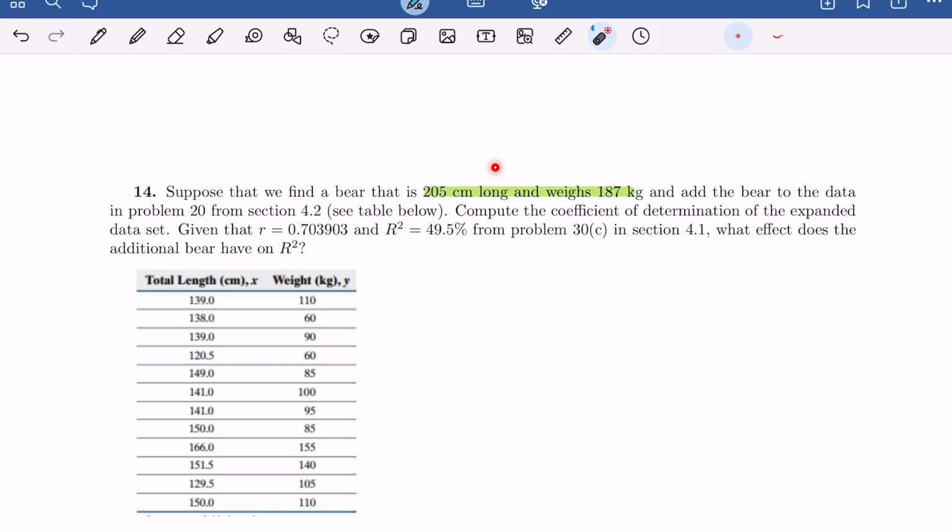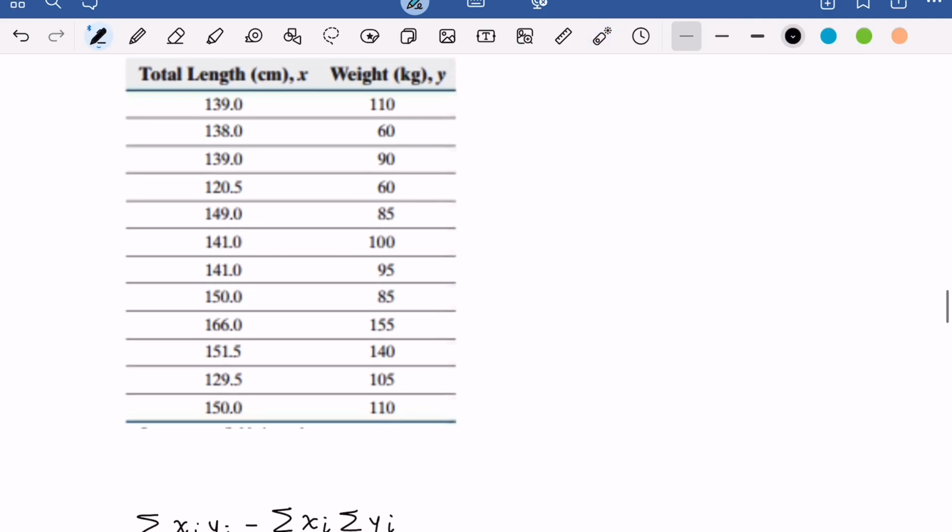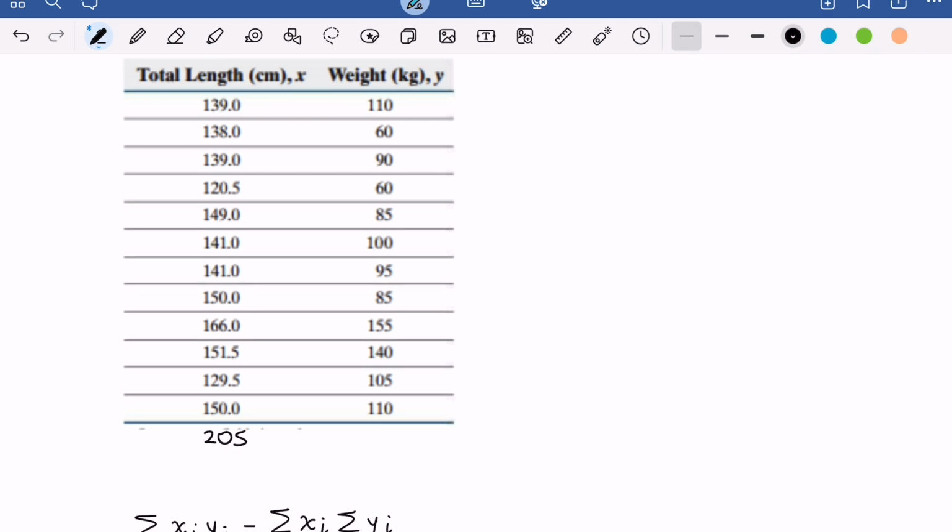We find this coefficient of determination by simply squaring this correlation coefficient. So once we add this information to the original data set, we want to find the new coefficient of determination and determine what effect this additional bear has on it. First, we're going to add this information to this data set here. So we found another bear that was 205 centimeters and weighed 187 kilograms.